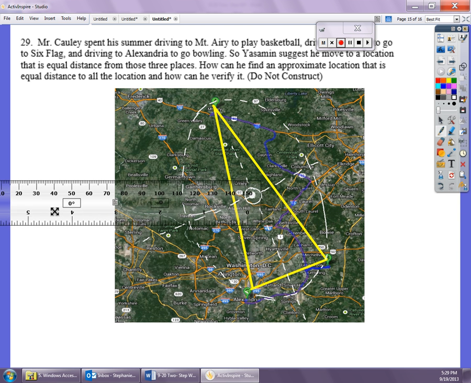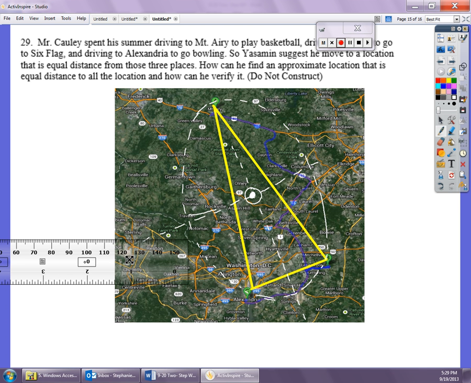Anyway, you would take the ruler and you would measure all of the radii. These are radii. Radii are lines that go from center to circle. And you would measure all of the radii. Now, if all of the radii are the same distance, then your circumcenter is in the right spot.